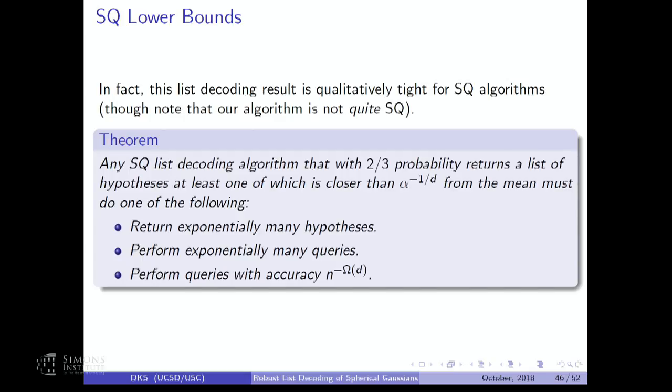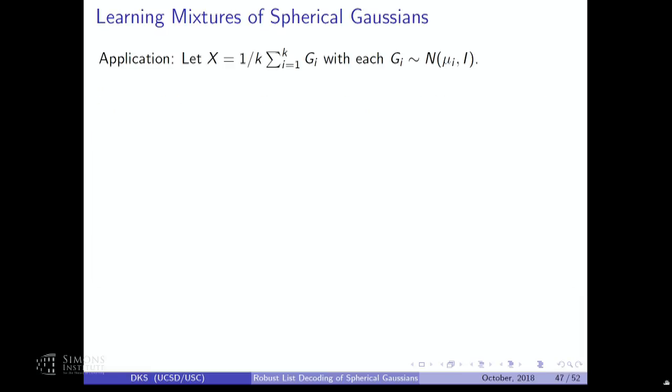It must either return exponentially many hypotheses, perform exponentially many queries, which is basically the analog for spending exponential runtime, or return queries with accuracy n to the minus omega of d, which is morally a stand-in for take more than n to the d samples. And so, I mean, this is a restricted computational model, but at least morally speaking, we expect that these bounds that we have are tight. If you want to get better error, you either need to take as many samples as we do, return exponentially many hypotheses, or spend exponential runtime.